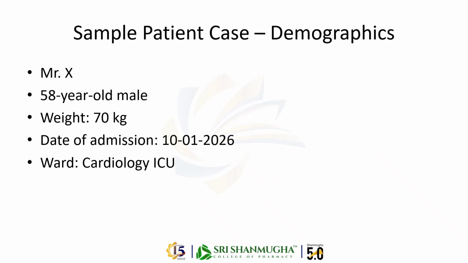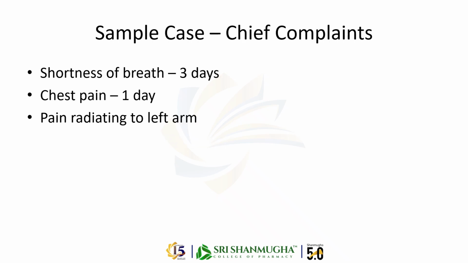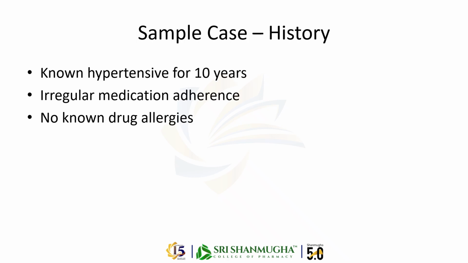Here is a sample patient case discussion. Demographics: Mr. X, a 50-year-old male patient, weight about 70 kg, date of admission 10/1/2026, in the cardiology ICU. He has chief complaints of shortness of breath for 3 days, chest pain for 1 day, and pain radiating to the left arm. And next, his past history: a known case of hypertension for 10 years, with irregular medication adherence, and not a known case of drug allergies.